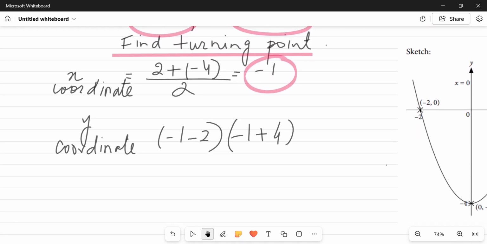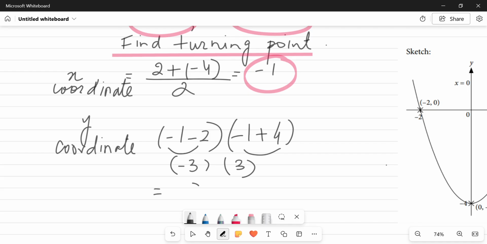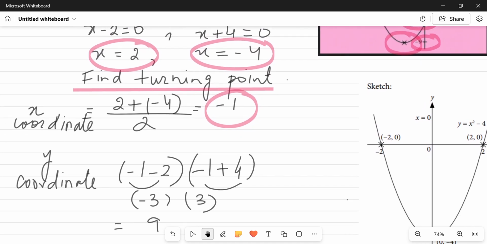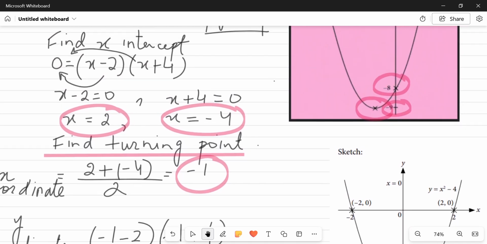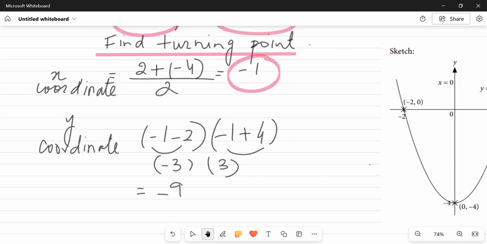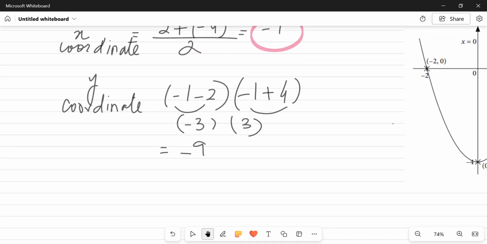You will solve it because the answer for this one is -3, and the answer for this one is 3. So when we solve, it gives you -9. I showed you where -9 is here. See, it's -9. x was -1 and y was also -9. Okay students, I hope that you understood it.